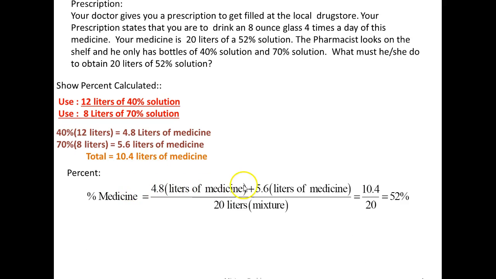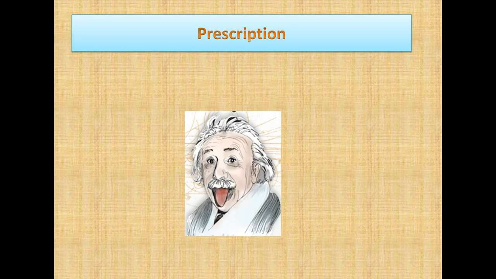So 4.8 liters of medicine plus 5.6 liters of medicine divided by a mixture total of 20 liters, we get 10.4 divided by 20, which is equal to 52%, just as it says in the question: 20 liters of a 52% solution. Okay, well, that's it. Our prescription problem, we've solved it.